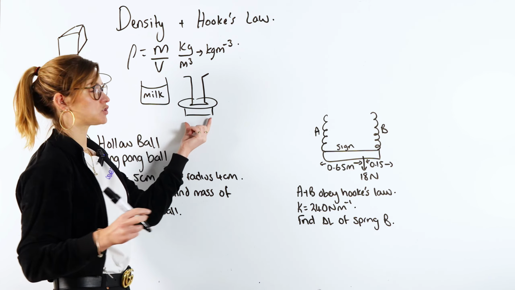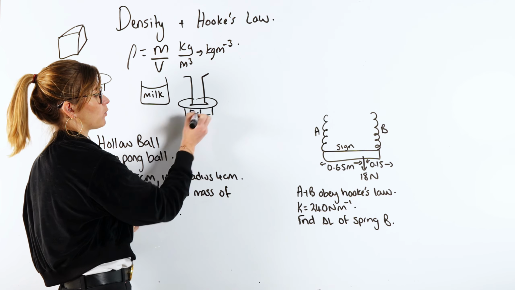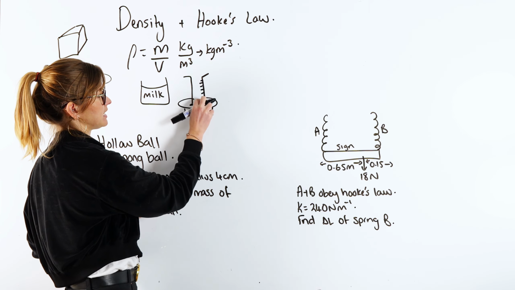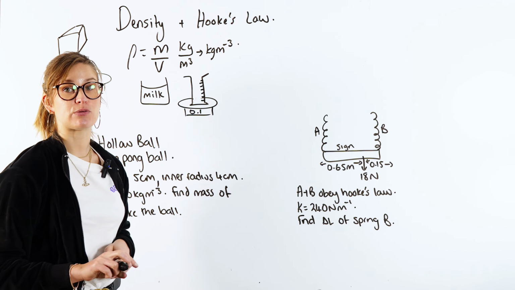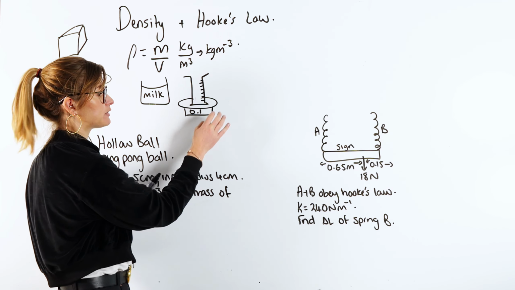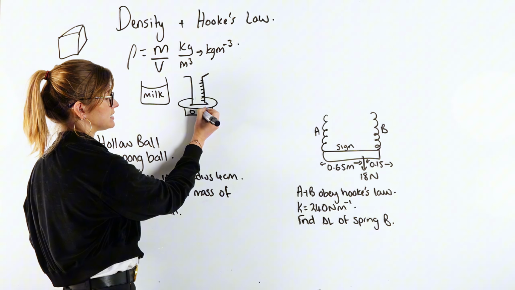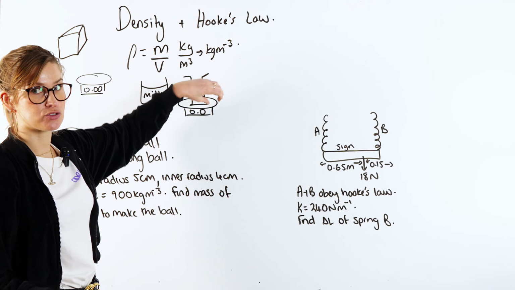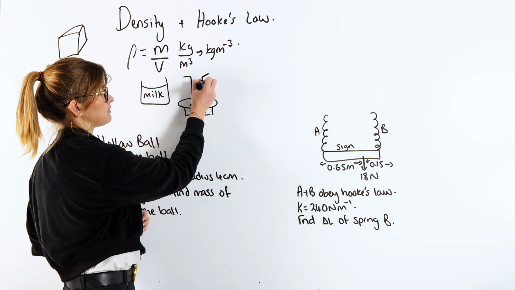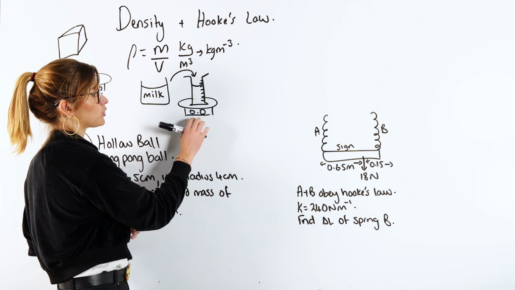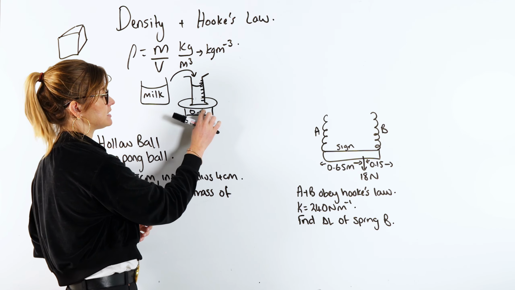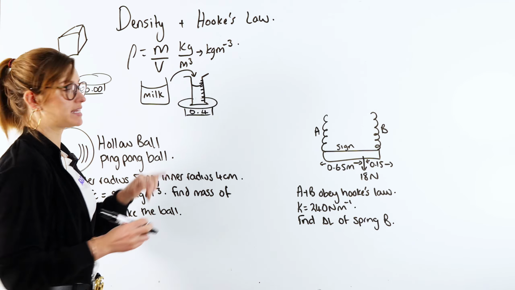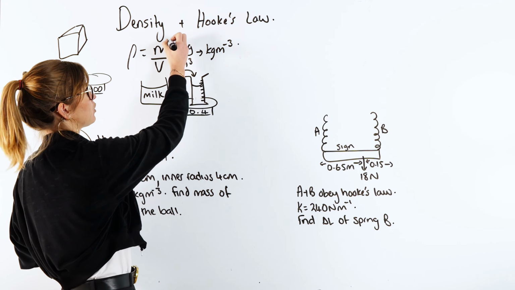Clearly my balance now is going to have some reading. Maybe it's going to have a reading of 0.1, because my measuring cylinder is going to have some mass, because it's made of plastic. But what I'm going to do then is recalibrate it. I'm going to hit the 0 button and reset that back to 0. So okay, it's 0. Now I'm going to pour my milk into my measuring cylinder, and then we can see we have a mass on our scale. Maybe it says 0.4. So we know that the mass of our milk by itself is 0.4. So I've got the mass.